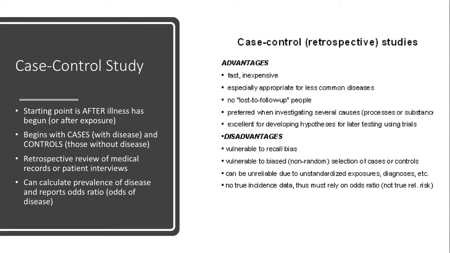It certainly has a number of advantages because it's fast and inexpensive. And it's especially common when you have very rare diseases. And you don't have to worry about tracking patients down and following up with them in a prospective study. But it is very prone to recall bias, vulnerable to selection bias as well. And you really cannot calculate true incidence data. You can only estimate the prevalence of disease, in which case you can only report the odds ratio with case control studies.